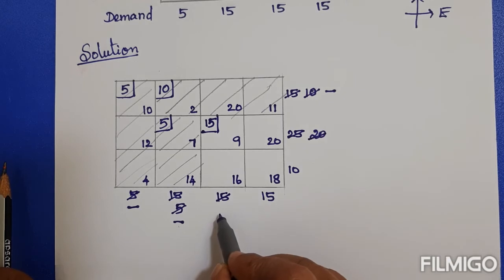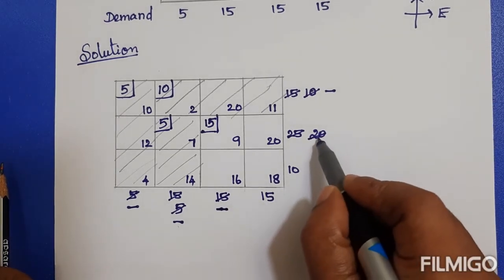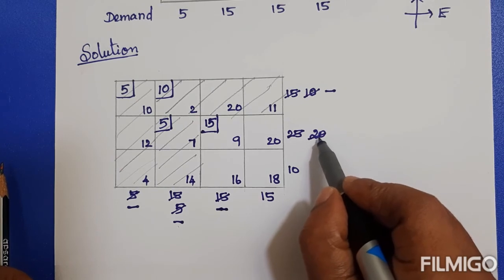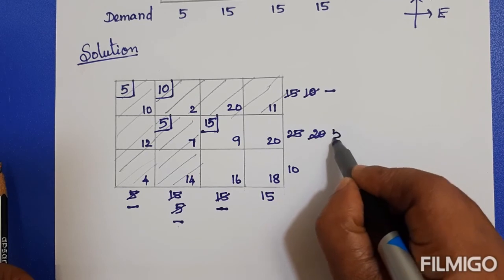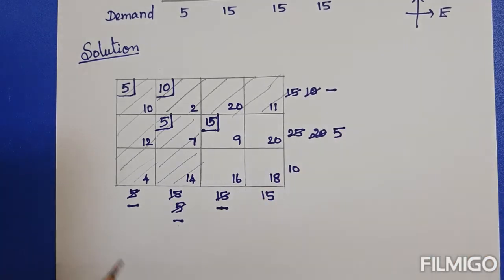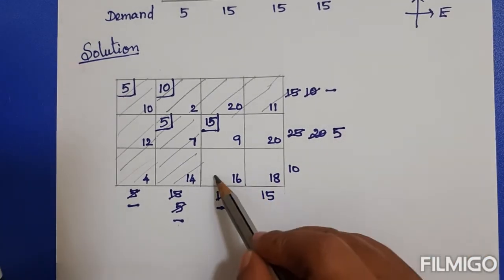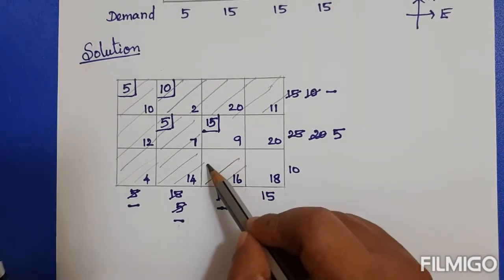This is the minimum, 15 is the minimum. I put dash. Already we are having 20. After subtracting this allocated 15, I have to write this as 5. Now as this becomes dash, I have to cross out this column.